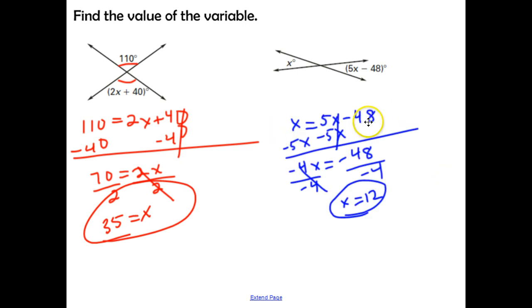Hopefully you set x equal to 5x minus 48, and when you solved, you got an answer of x equals 12. Now, if you wanted to double check your answers to make sure you did the algebra correctly, you can always just take the value of x, substitute it back into both angles, and then make sure that this angle is exactly the same measure as that one.